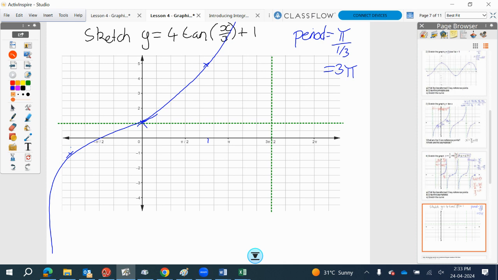It's going to go through 3 pi over 4, comma 5. It's going to go through -3 pi over 4, comma, oh, I can't comma -3. So how do you know that it's pi? It's going to go through 0, comma 1. And our asymptotes are at 3 pi over 2 plus n 3 pi.